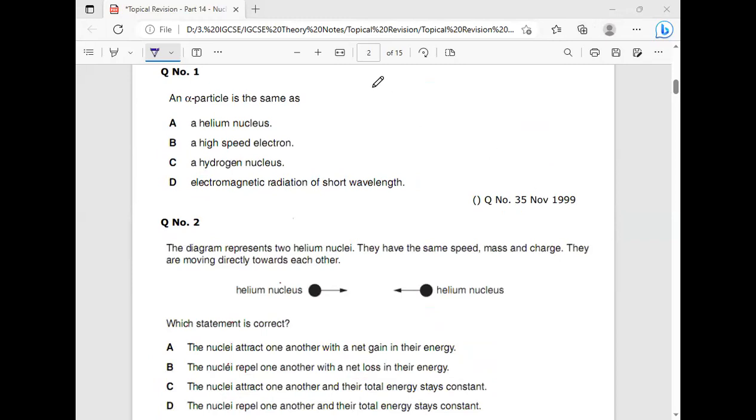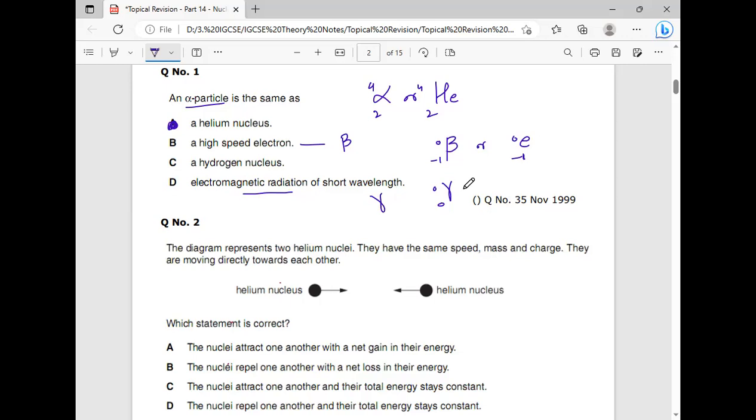An alpha particle is the same as... we know that an alpha particle can be represented by 2 alpha 4 or helium 2 4. Beta particles are fast moving electrons, or minus 1 and 0, while gamma radiations are high frequency electromagnetic waves. So the first option, the helium nucleus, is the correct answer for alpha particles. High speed electrons represent beta particles, and electromagnetic radiations of shorter wavelength represent gamma rays, because they are high frequency electromagnetic waves. When frequency is higher, obviously wavelength will be shorter.